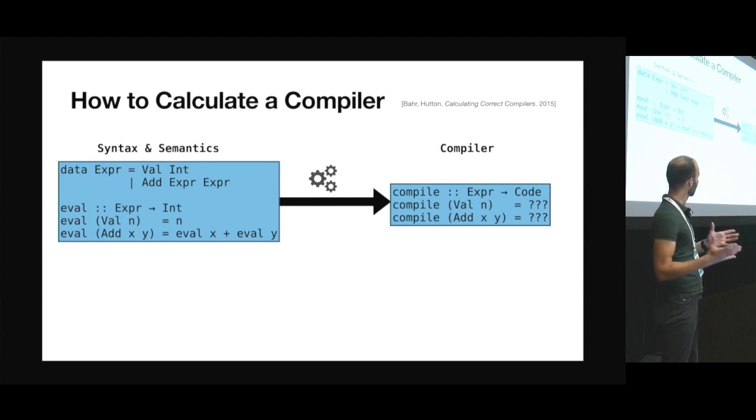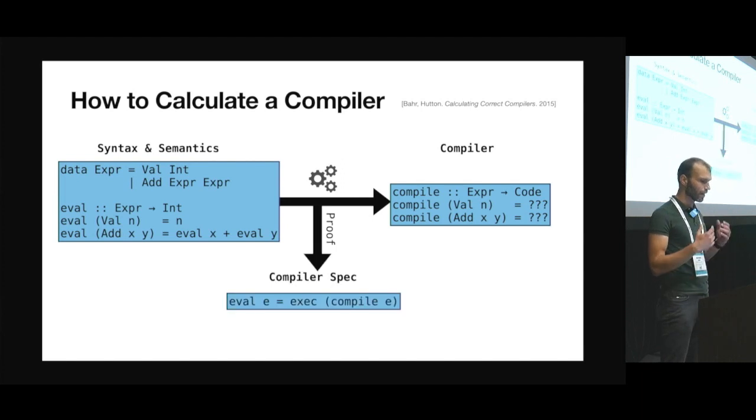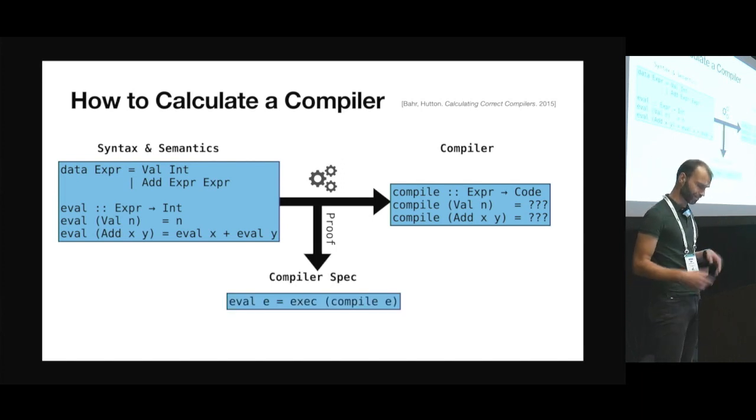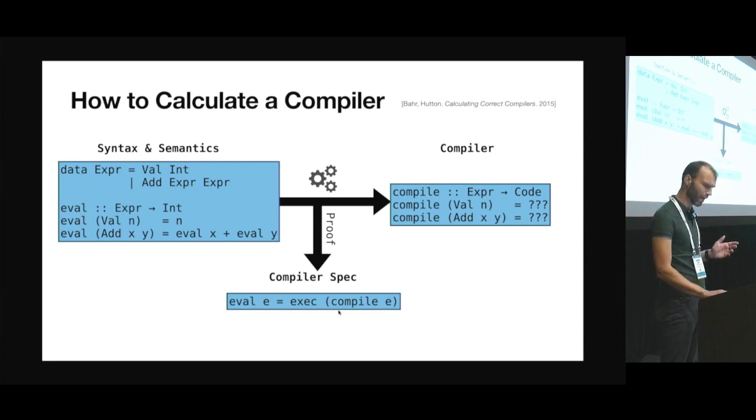And not only the compiler itself, we would also want to have some kind of assurance that the compiler is actually correct. So out of this process, we also want to have a proof of the compiler specification, right? That says something like this, right? So if we compile the expression E into code, and then if we run that code on a virtual machine, then the result should be the same as if we just evaluate the expression outright. So that's where we want to get.